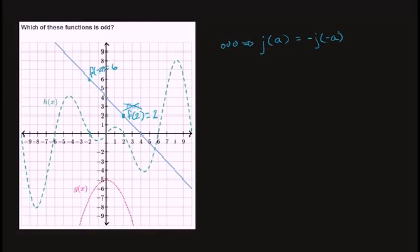Now let's look at g of x. I can use the same, let's see, when x is equal to 2, we get g of 2 is equal to negative 7. Now let's look at when x is negative 2. So we get g of negative 2. G of negative 2 is also equal to negative 7.